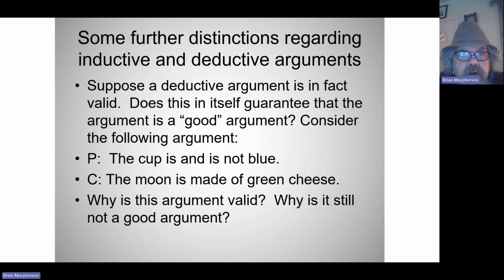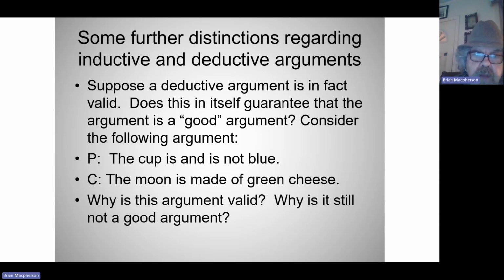So consider the following argument. And I know it's a crazy argument, but premise one is: the cup is and is not blue. So that's a contradiction, right? I'm saying the cup is blue and yet it is not blue. Therefore, the moon is made of green cheese.